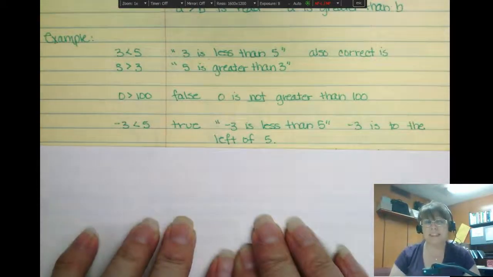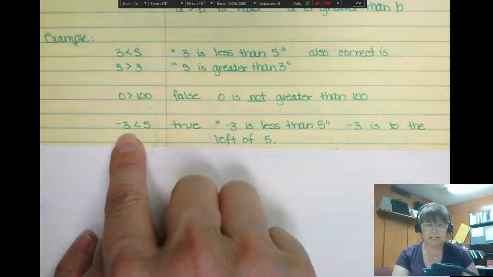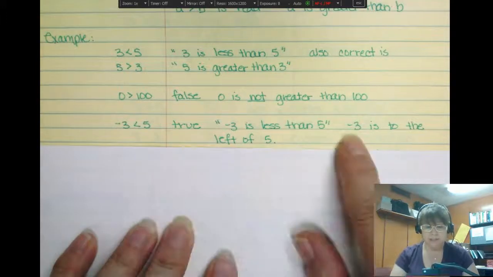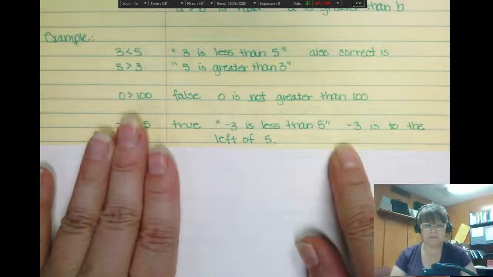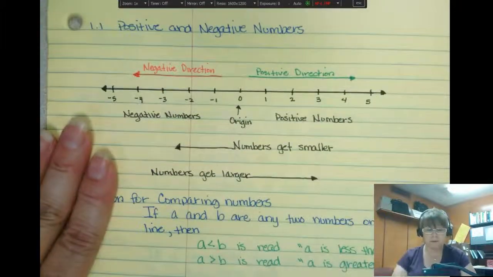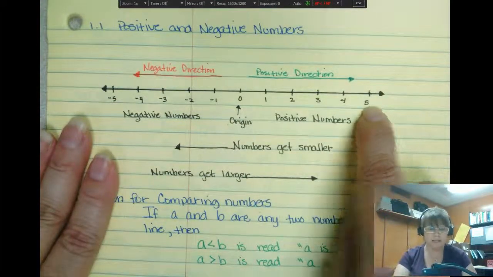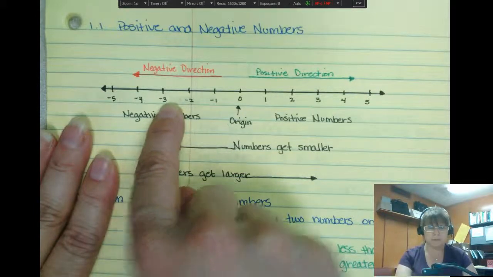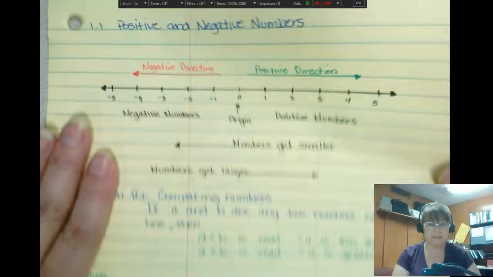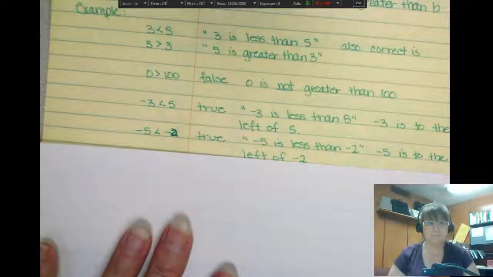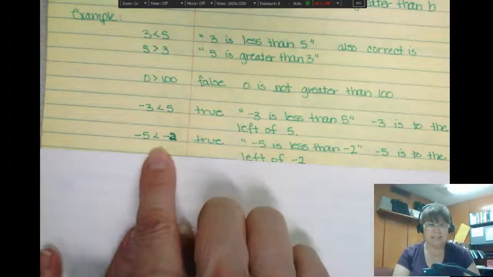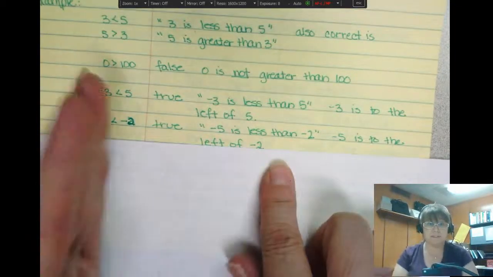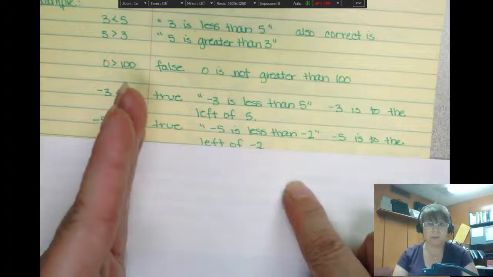So next, let's try one with negative numbers. -3 is less than 5. Yes, that's true. -3 is to the left of 5, and if you remember, up on the number line, 5 is way over here to the right, and -3 is to its left, so it is a smaller number. So it is less than 5. -5 is less than -2. That is true, because remember, -5 is still to the left of -2 if you wrote it out on a number line.